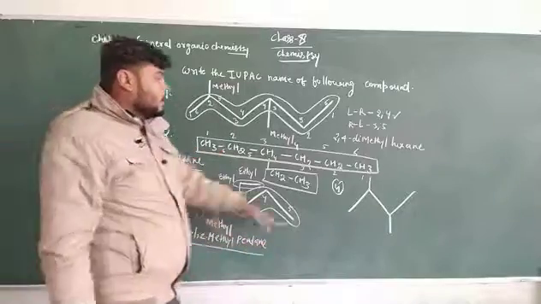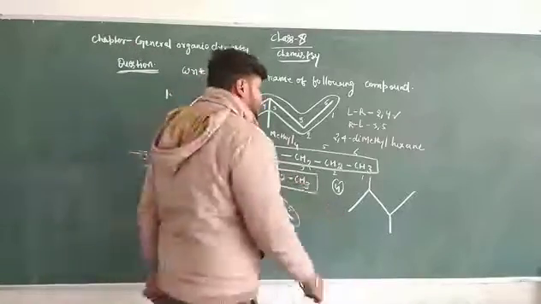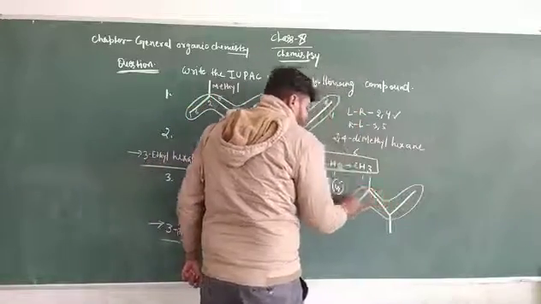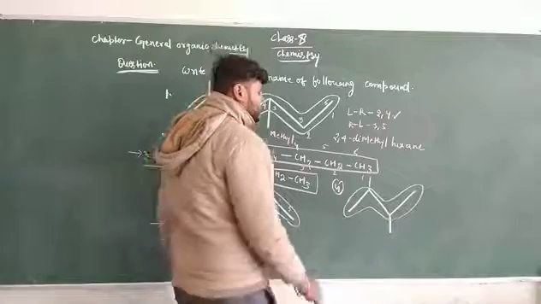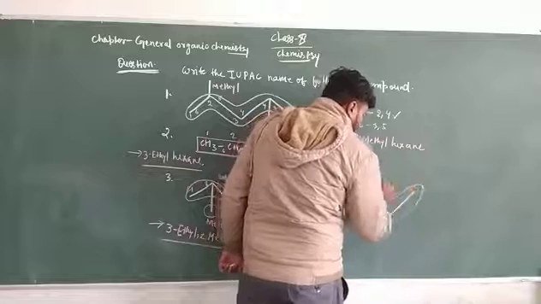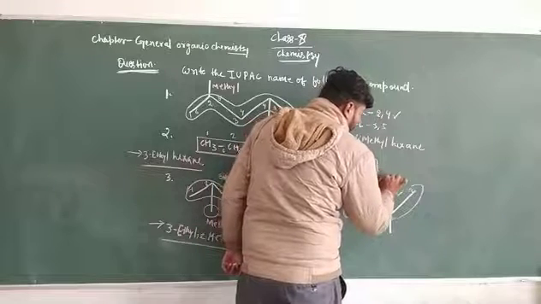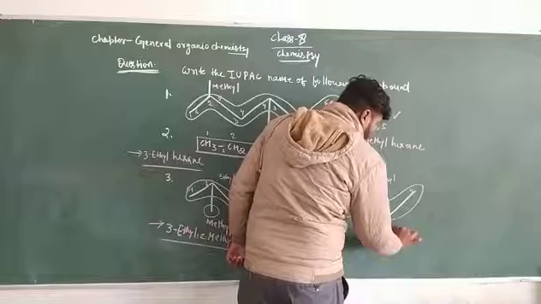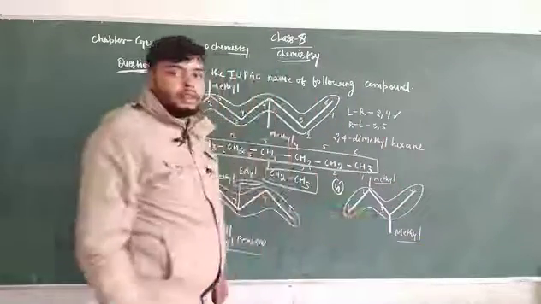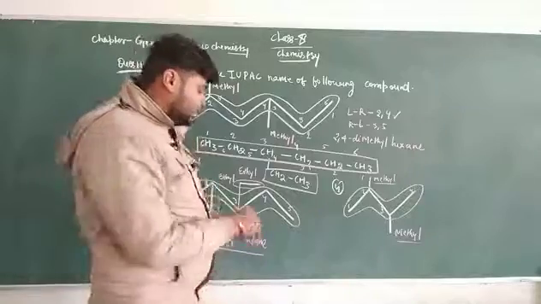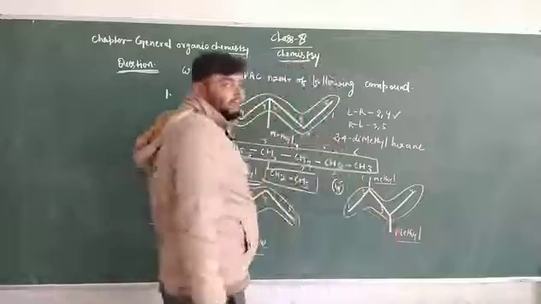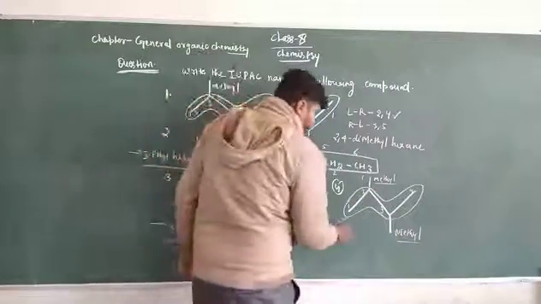Clear? Now we come to this. This is our parent chain containing the largest number of carbons. We have to number it like this: 1, 2, 3, 4. This is methyl, and this is also methyl. Both are methyl here. Now we have to use alphabetical order, but both are methyl, so they are equal in terms of order. Now we have to write the naming of this.